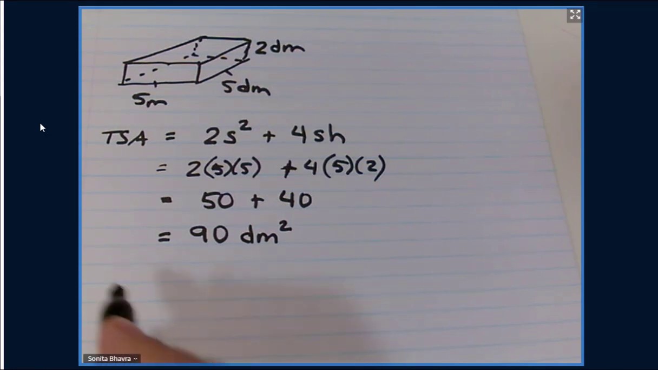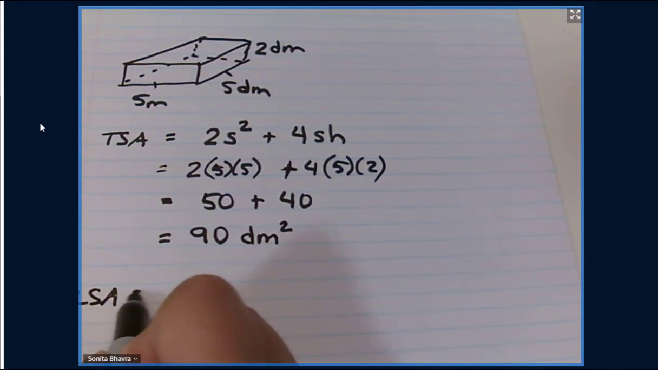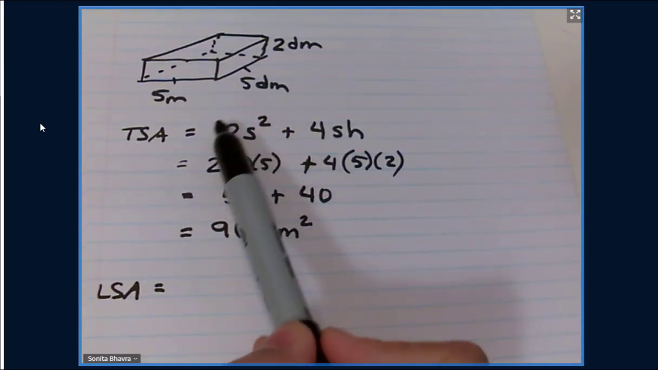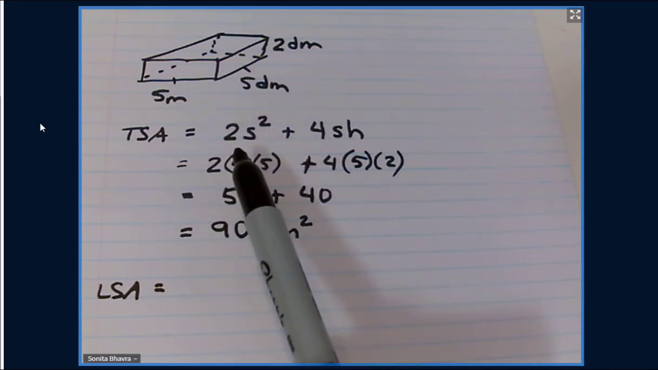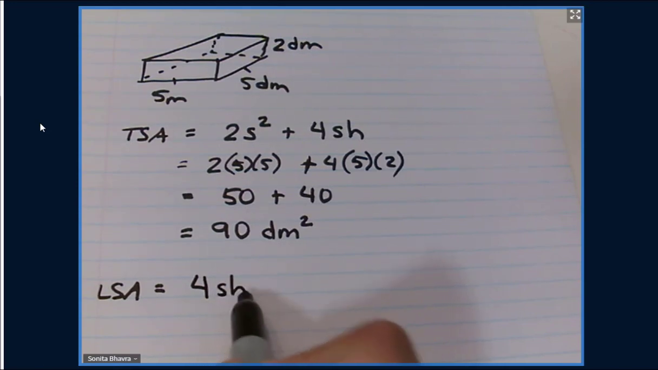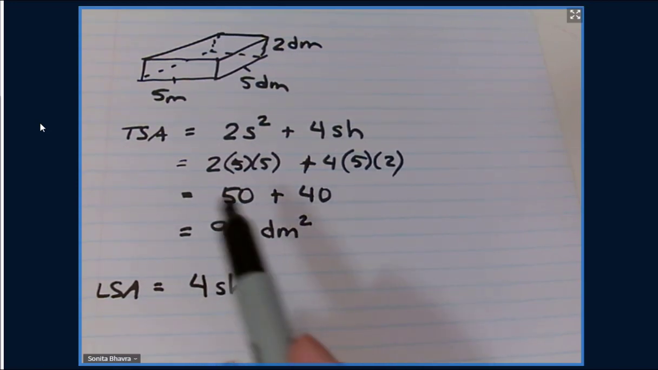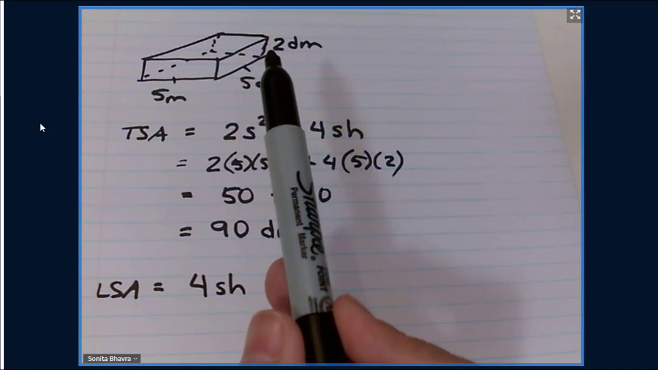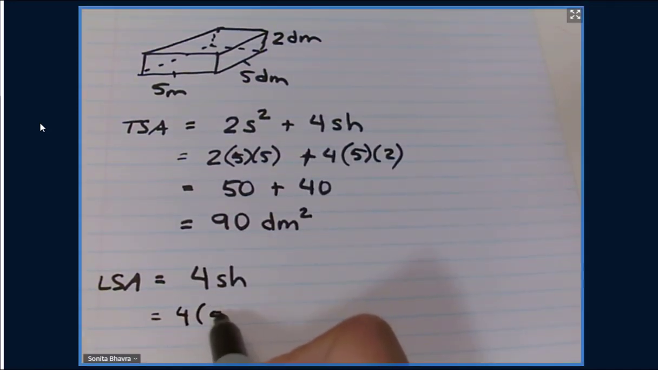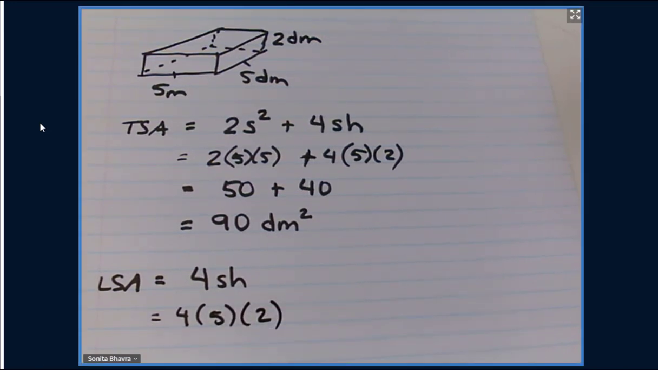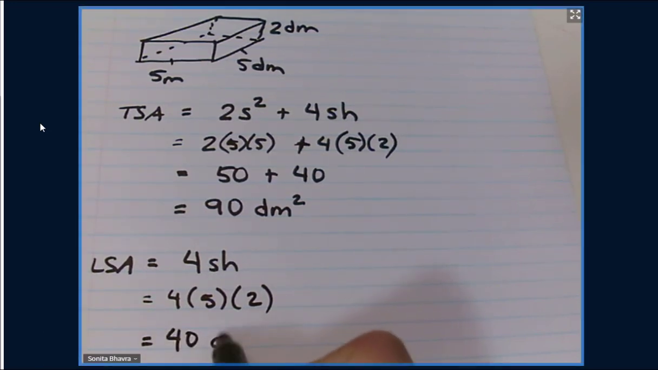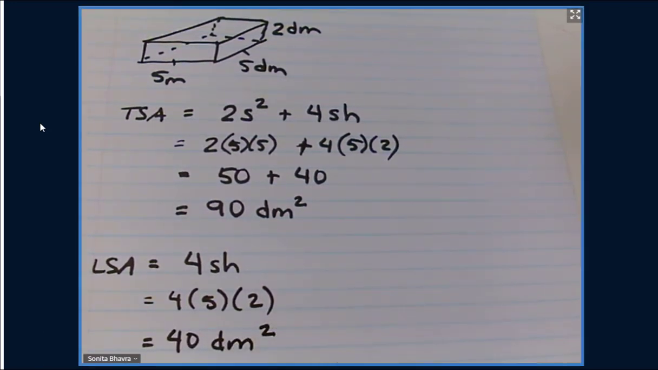When we look at the lateral surface area, we do not include the top and bottom base. So we don't include the 2s squared. We're just looking at the 4sh, so 4 times side times h. We know the side is 5, and we know the height is 2. So 4 times 5 times 2 gives me 40 decimeters squared.